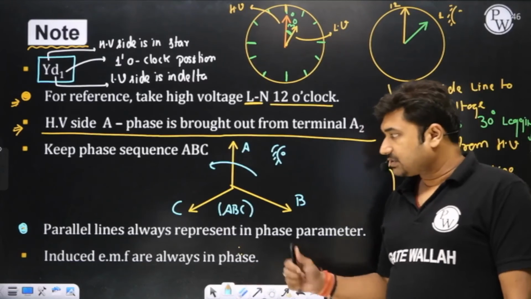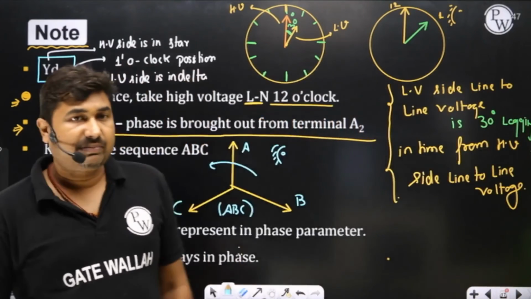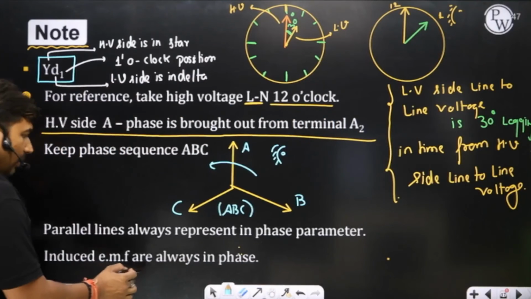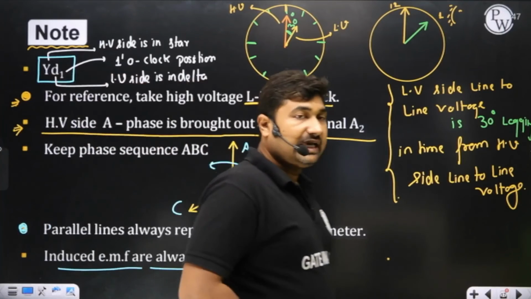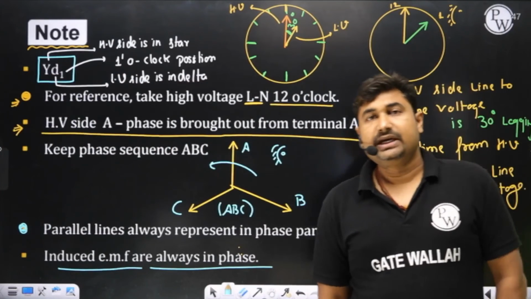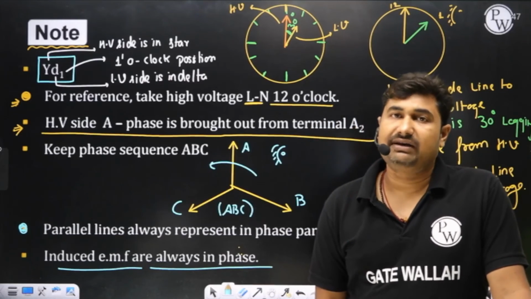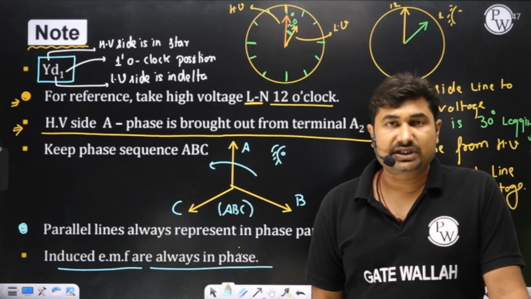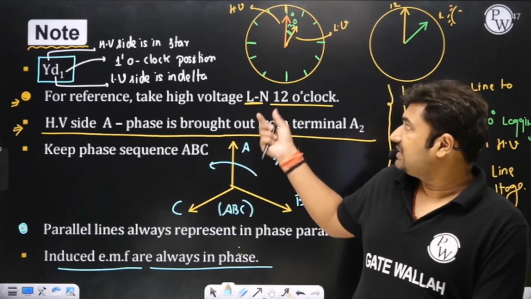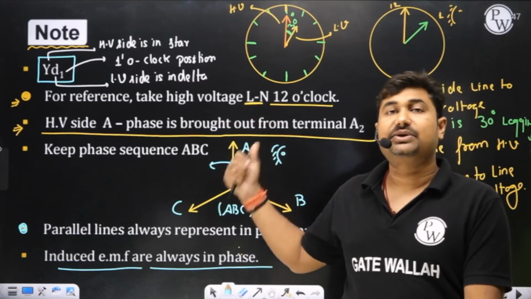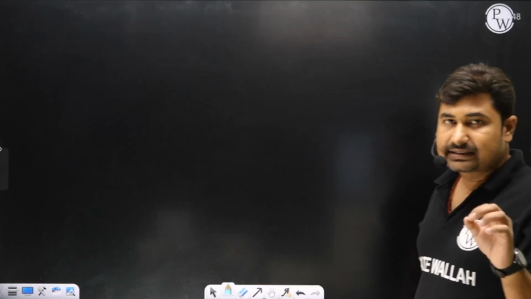Finally, the last one. Induced EMFs are always in the same phase. Always remember this. So induced EMF on HV and LV windings are always in the same phase. It means induced EMF on the HV side is in phase with induced EMF on the LV side. So the line to neutral voltages on HV and LV sides are going to be in the same phase. Only for the reference, you have represented high voltage line to neutral at 12 o'clock. Is it okay? Let's discuss the first case.